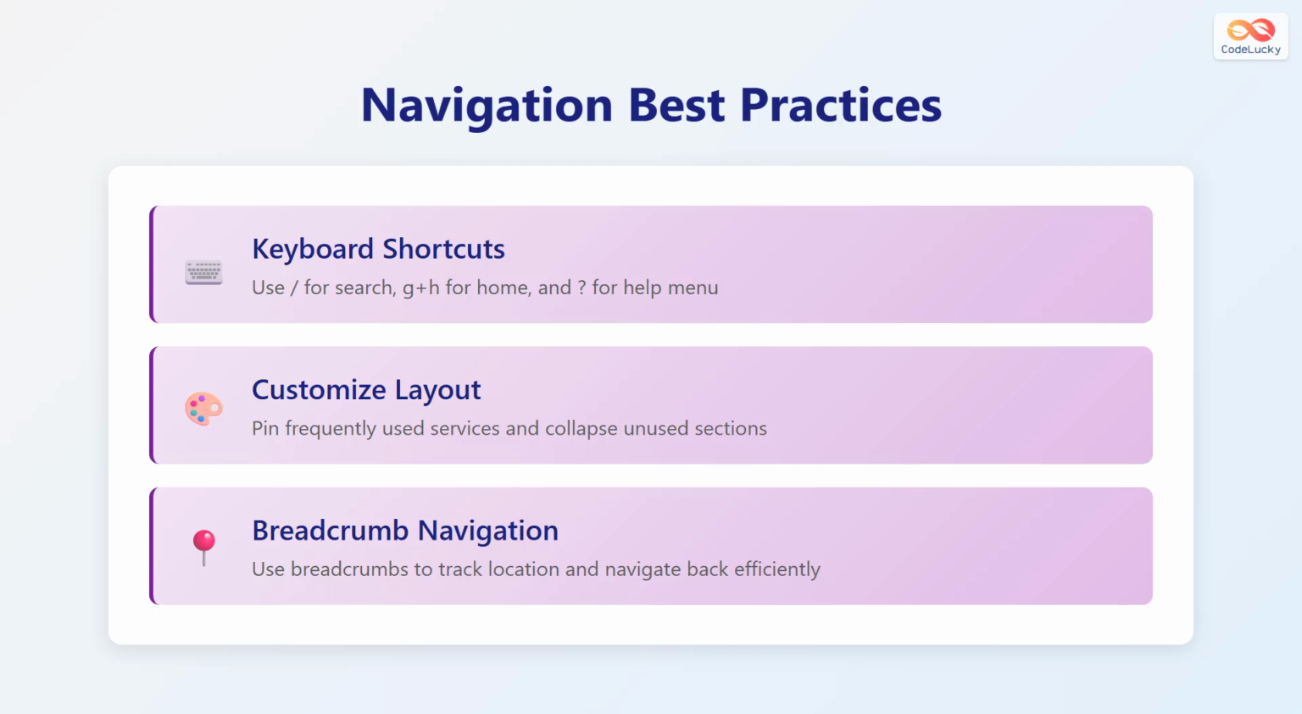To navigate the GCP console efficiently, here are some best practices. First, learn and use keyboard shortcuts. Press / for search, G+H for home, and ? to open the help menu. Second, customize your layout by pinning frequently used services to the top and collapsing sections you don't use often. This personalizes your workspace and saves time. Third, make use of breadcrumb navigation, which appears at the top of pages. Breadcrumbs help you track your current location within the console and allow you to navigate back to previous pages efficiently.